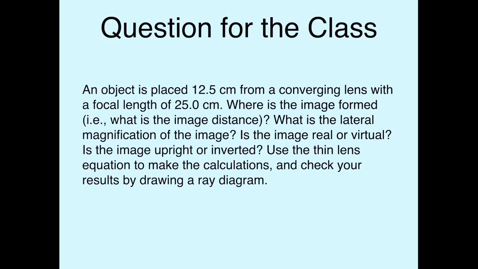We have an object placed 12.5 centimeters from a converging lens with a focal length of 25 centimeters. Same set of questions as before. Where is the image formed? So you're going to find the image distance di. What is the lateral magnification of the image? Is the image real or virtual? Is the image upright or inverted? And then draw a ray diagram to make sure that your calculations are making sense, okay? So pause the video, try to work this out, and then come back to it and we can go through it together.